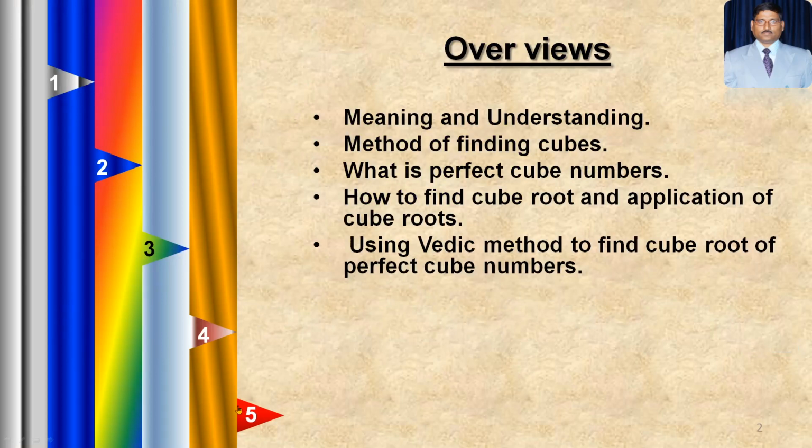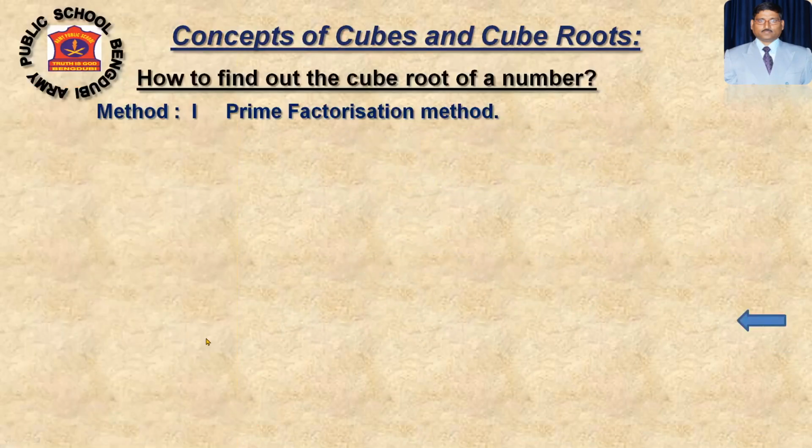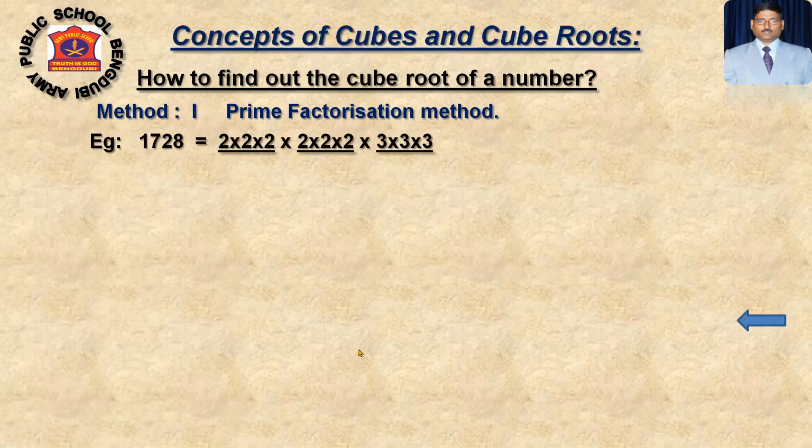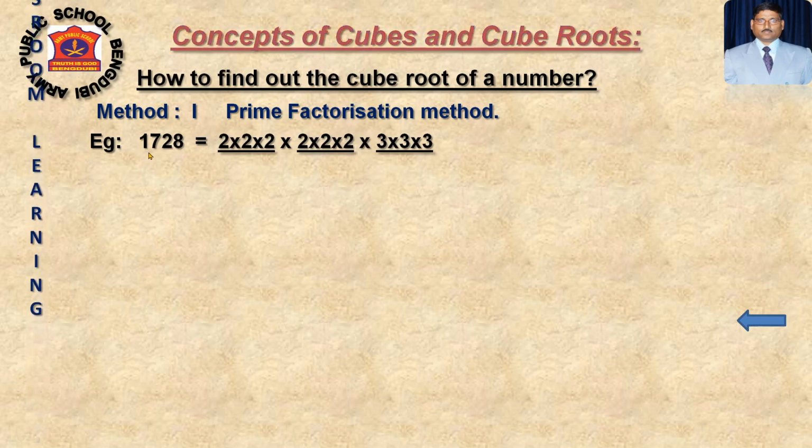Now the last one is the Vedic method. How to find the cube root as a Vedic method? Okay, first the prime factorization method, method 1. How to find the cube root? One is the prime factorization method. It is given in your book, you have to memorize. So find the cube root of 1728.